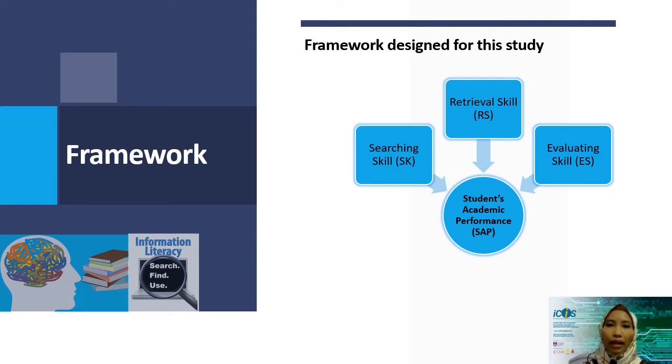The dependent variable is students' academic performance, whose variance could be explained by the three independent variables. You can see from the diagram: searching skills, retrieval skills, and evaluating skills, which are components of information literacy typically taught by Malaysian academic libraries in their respective library literacy courses. In addition, the searching skills and evaluating skills were derived from Muhammad Izzuan's study, while the retrieving skills originated from Onuoha.